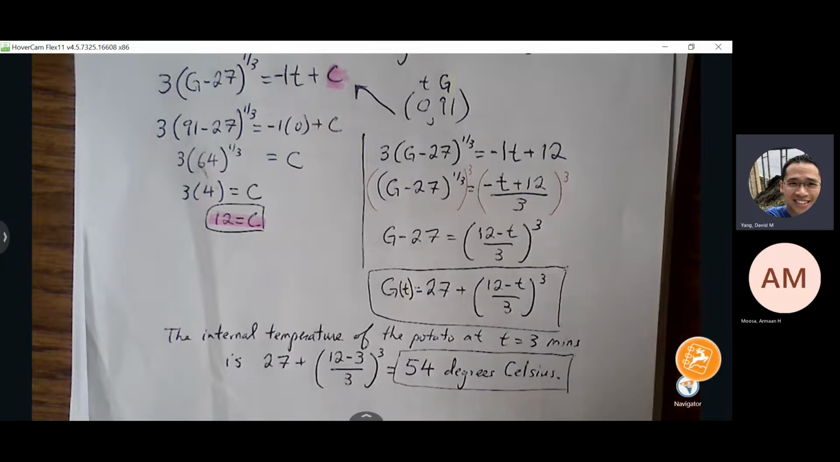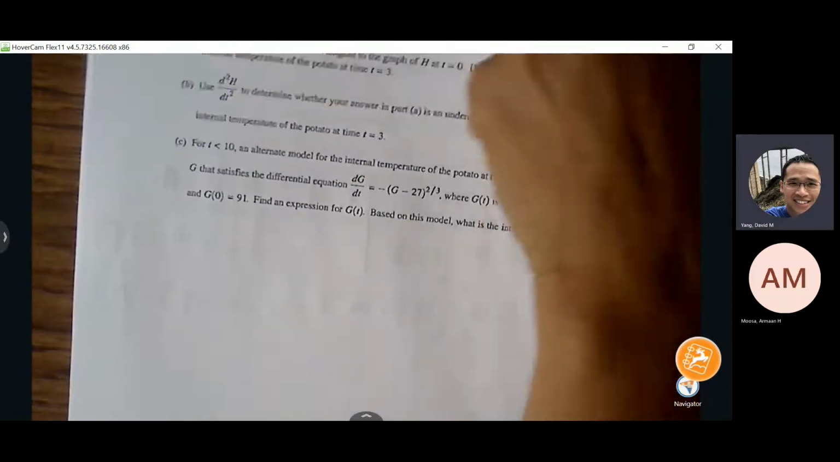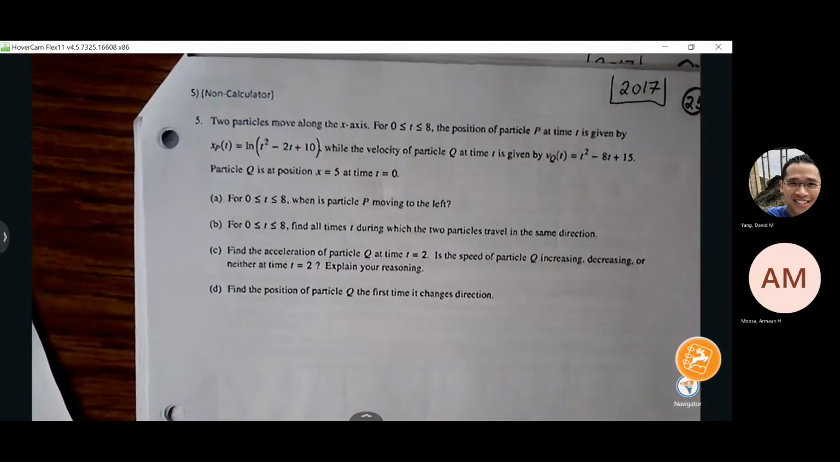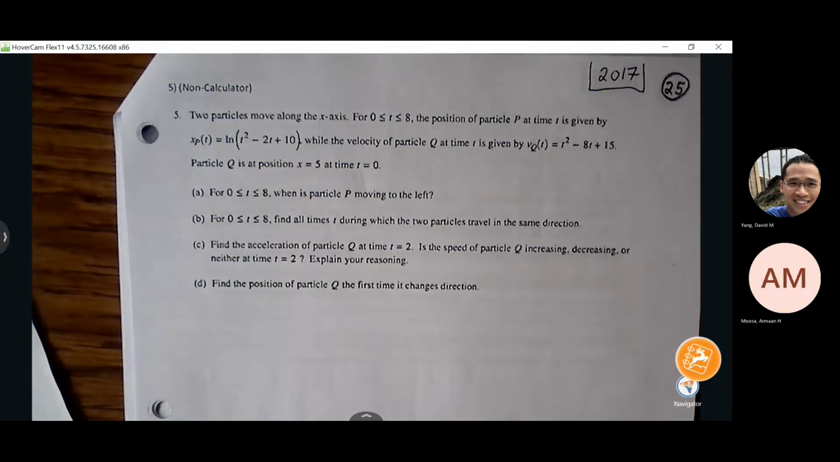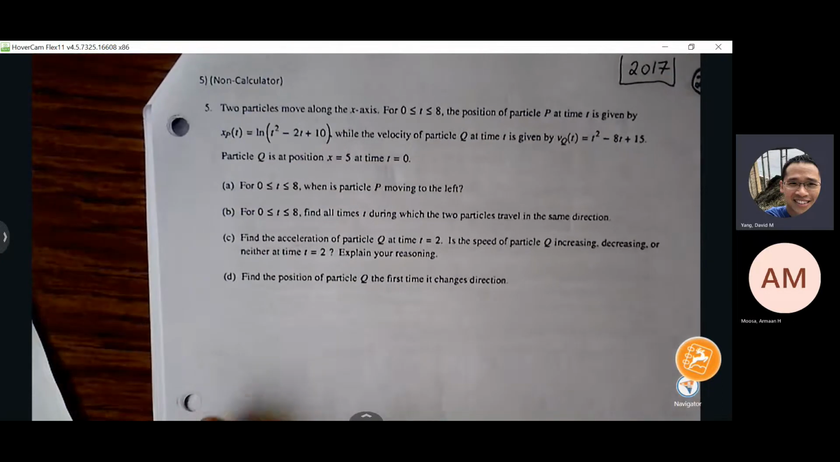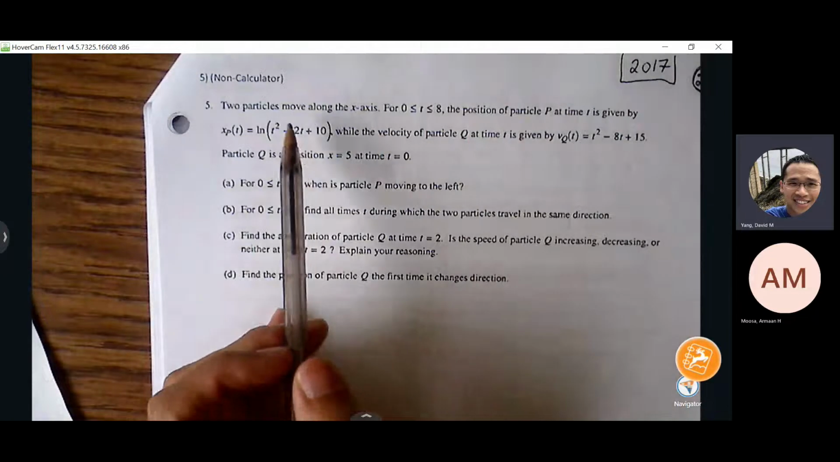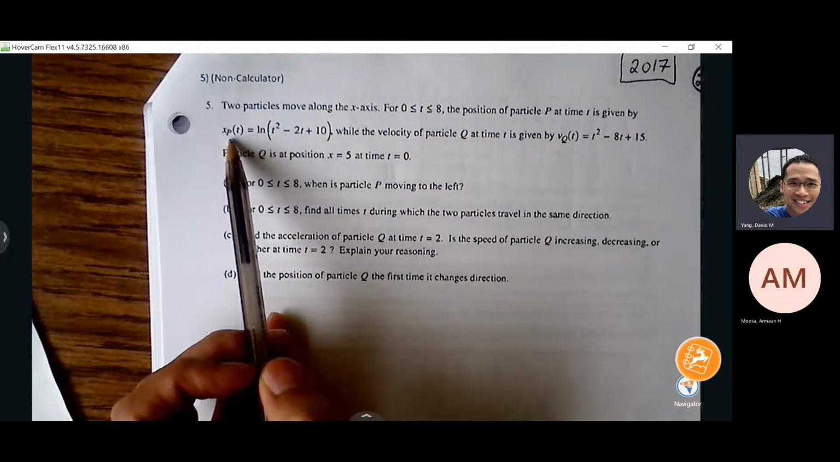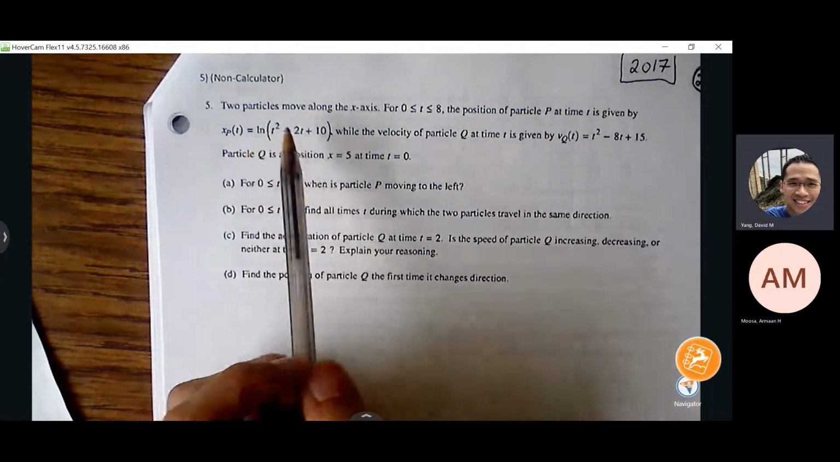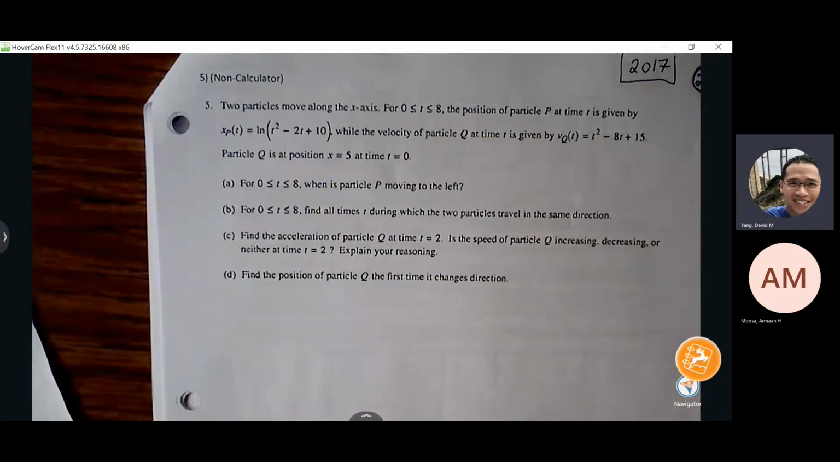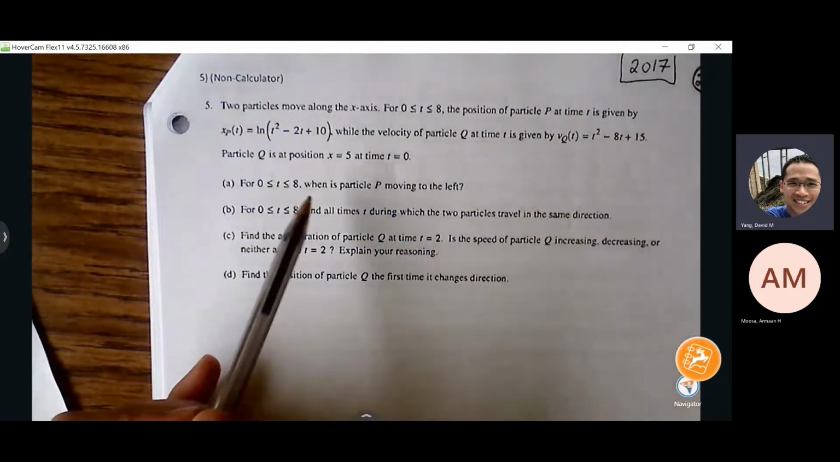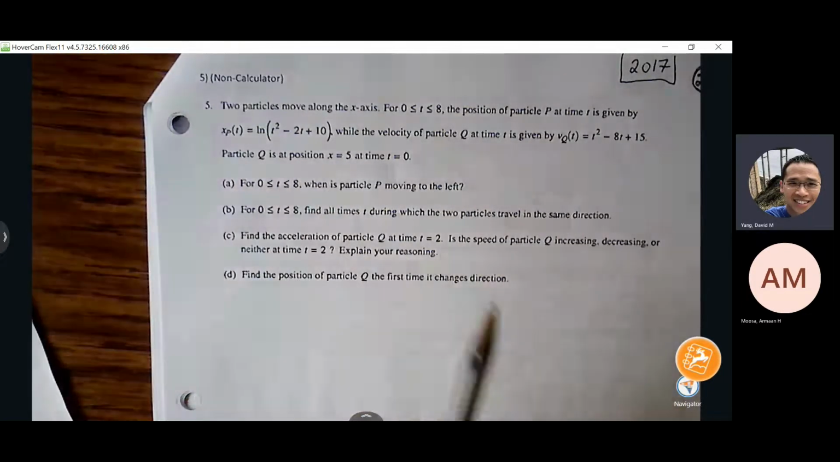All right, number 5. Two particles move along the x-axis. Between 0 and 18, the position of the particle is given by x of t, and this subscript p just indicates we're talking about this particle p. So we have position of one particle, but then for q, we're given information about its velocity. So we have two different particles, and two different functions. One is position for one, and the other is velocity for the other. So eventually we may have to match them up. Okay, particle q is at position x equals 5 at time t equals 0.